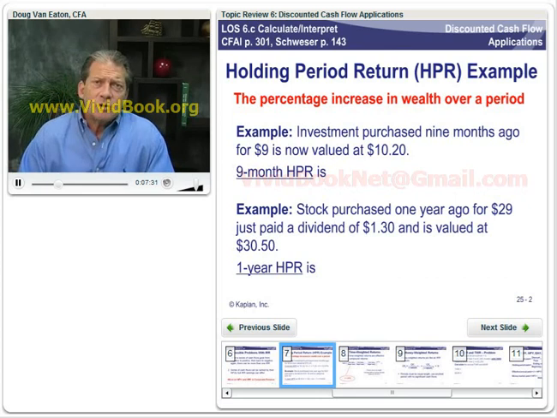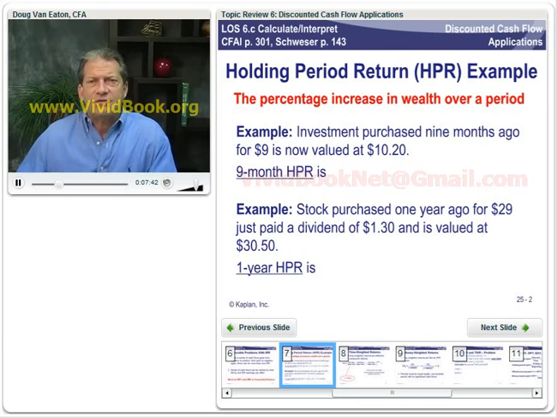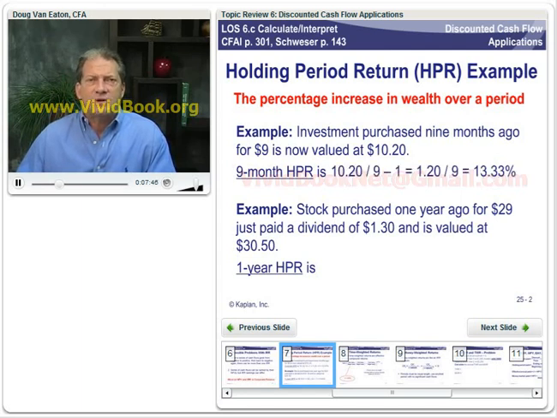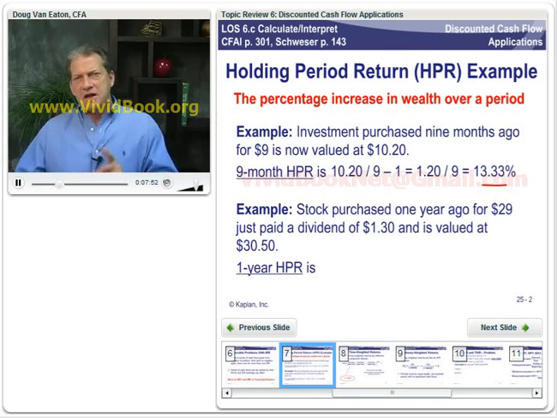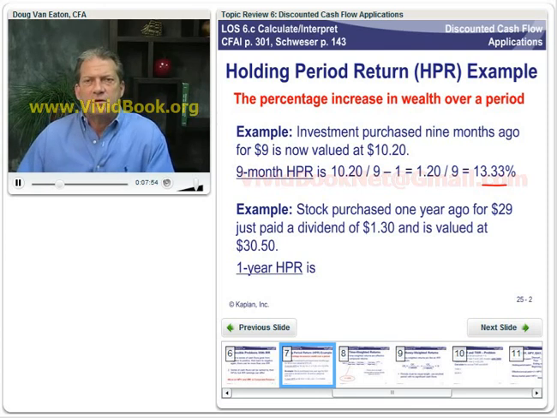So let's take a look at this example. If we purchased an investment 9 months ago for $9, it's now valued at $10.20. So we've increased in value $1.20 from an initial investment of $9, and that's a return of 13.33%. So that's our 9-month holding period return.